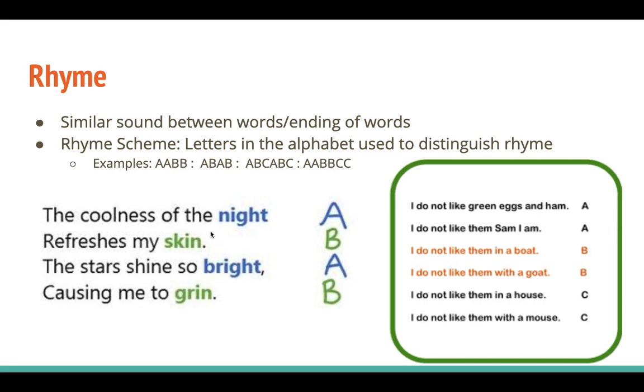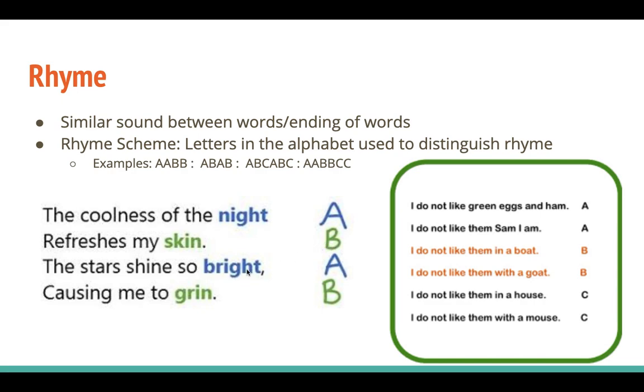So here we go. The coolness of the night. Night is the first word that ends in the first line, so that always is going to get the letter A. A is the first letter of the alphabet, so that's how we go. Night, A. Refreshes my skin. Skin does not rhyme with night. Therefore, we go to the next letter of the alphabet, which is B.